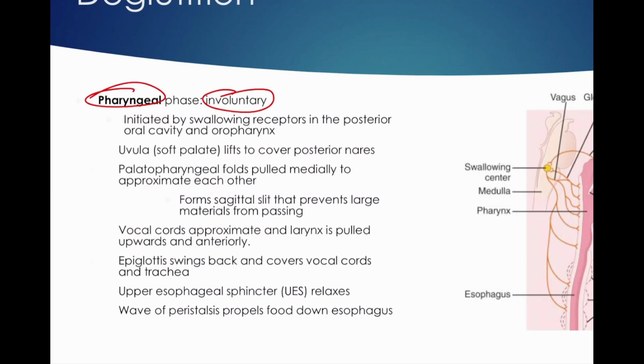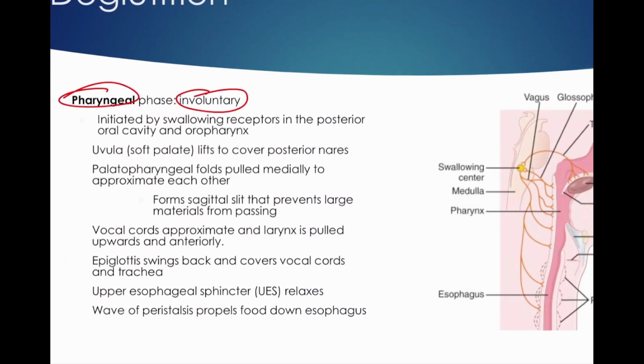This is initiated by the swallowing receptors, posterior cavity, and oral pharynx. These are just the processes that happen so you don't swallow your food in the windpipe. So as you swallow, the uvula soft palate lifts to cover the posterior nares so that the fluid doesn't go up to the nose. We want all the food to go into the stomach, not up the nose.